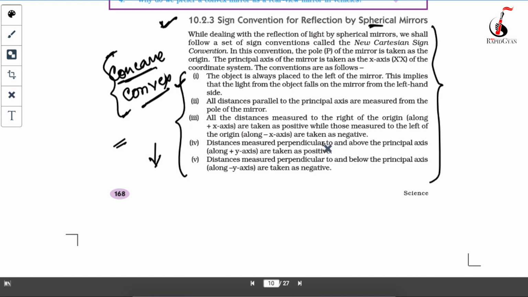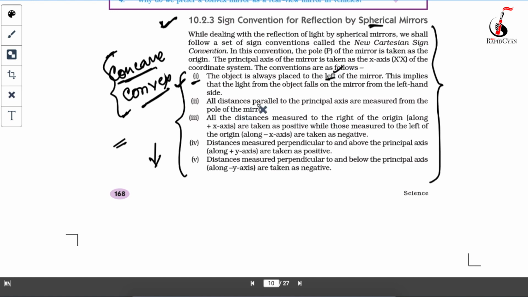So this was your sign convention. I will go to the first point, what it is saying: the object is always placed on the left of the mirror. I have already told you. This implies that the light from the object falls on the mirror. Just remember this, the object should always be placed on the left of the mirror.